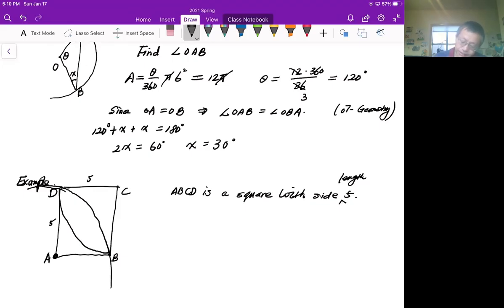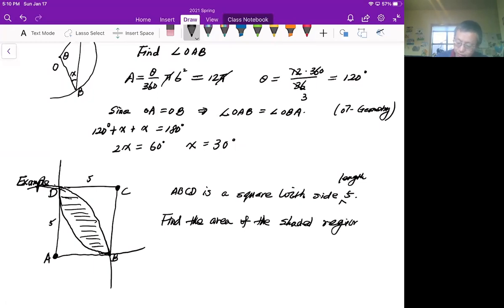And secondly, I use C as a center. I can draw the other circle in this way. Does it make sense, right? And then I'm looking for the shaded region. So that's my question. Find the area of the shaded region. Okay, give everyone a minute.